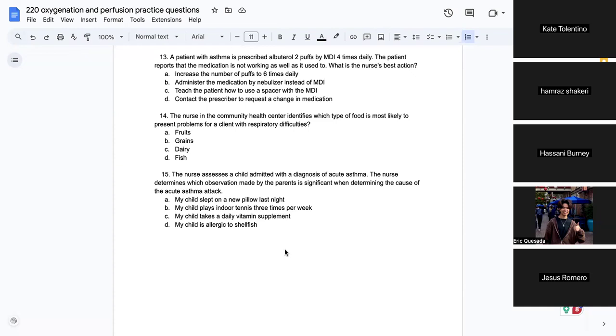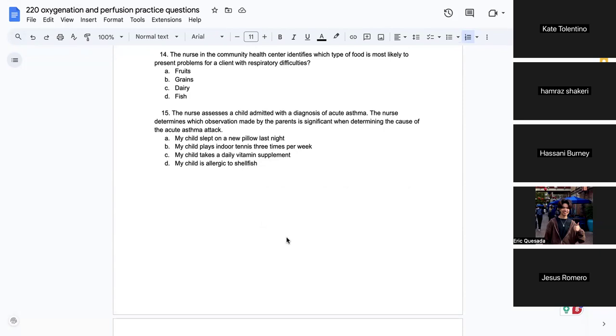Alrighty, the answer for number 13 is going to be D, contact the prescriber to request a change for the medication. Albuterol is a short-acting bronchodilator, right? So that means that it's going to work fast to open our airways. However, it does not last very long. So if the patient is reporting that the medication isn't working, then their asthma may be getting worse and they need to make a change in the medication dosage.